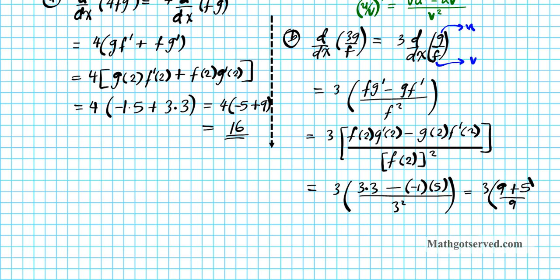Okay, so notice 3 goes into 9, right? So we can divide that out. 3 goes here 1, 3 goes here 3 times. So we have 9 plus 5, which is 14, 14 over 3. That's our final answer. Okay, so that's that.